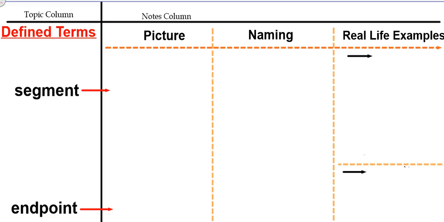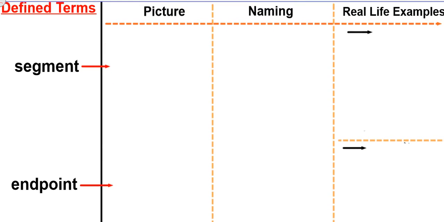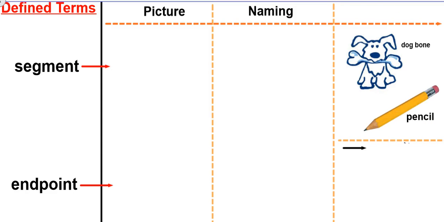All right, let's work on page 2 of our notes. Now we're going to talk about defined terms. These are terms that have definitions and some specifications to them. The first one that we're going to talk about here is a segment. An example of a segment would be something that looks like this. Maybe the dog bone that you see in the picture there, or a pencil.